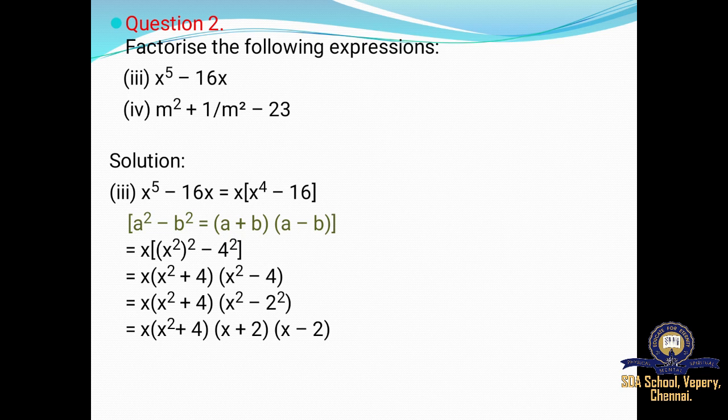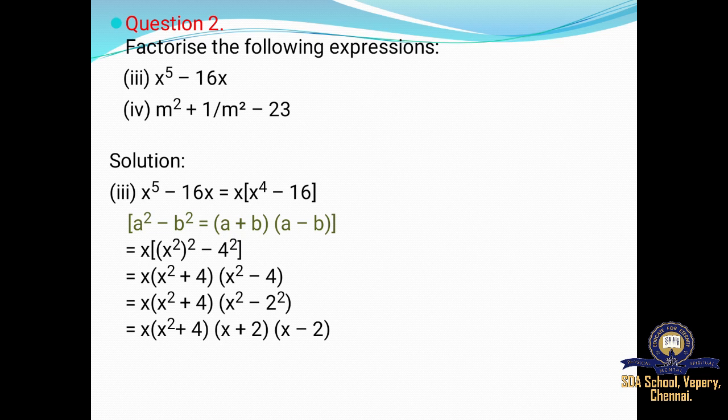Now again, if you see, x square minus 4 can otherwise be written as x square minus 2 square. Am I right? Again, the same identity can be used over here. That is the a square minus b square identity. That is a plus b into a minus b. Right? So a for me is x and b for me over here is 2. So I have done a further expansion. I get x into x square plus 4 into x plus 2 into x minus 2.